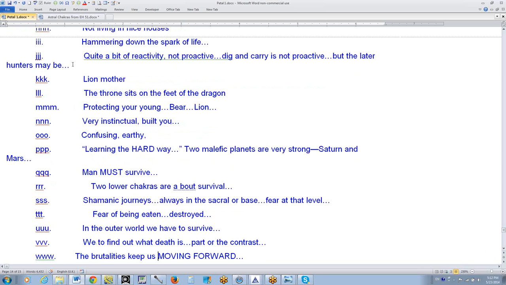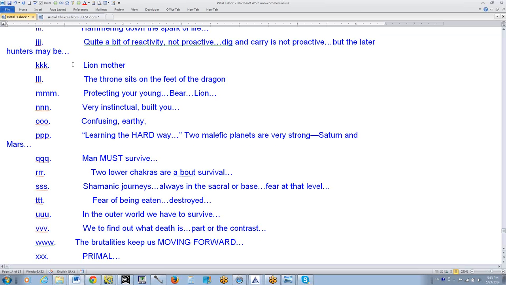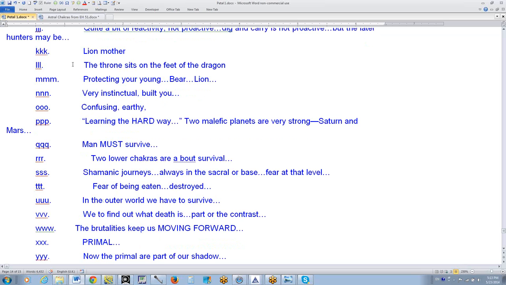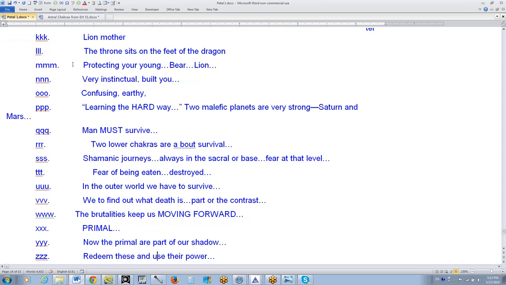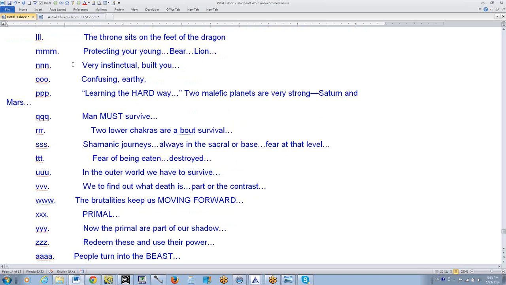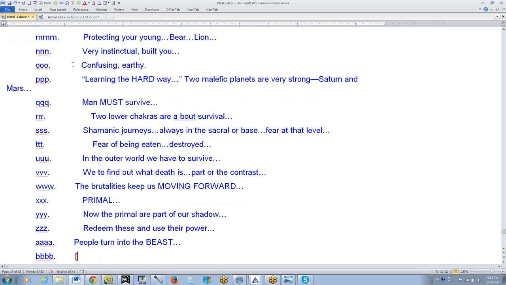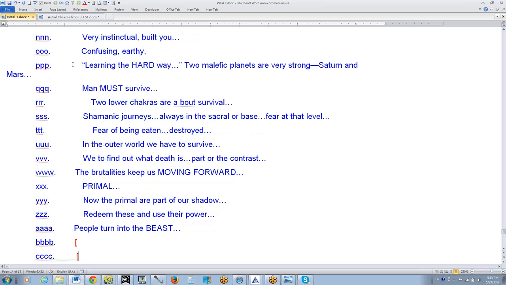The fierceness of the lion mother or the mother bear was evoked. The whole idea that the throne sits on the feet of the dragon, that the ancient thrones had dragon's legs. So we have to master these primitive energies. It's a confusing time, an earthy time. The two malefic planets, so to speak, Mars and Saturn, are very strong, but man must survive.